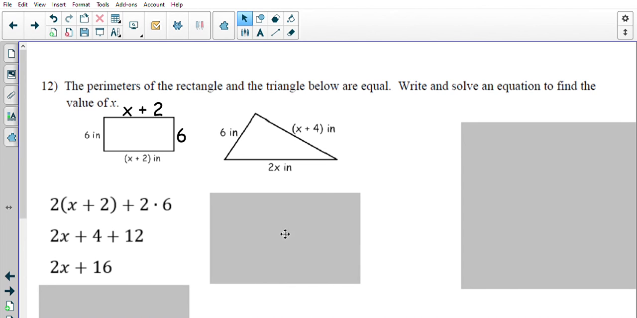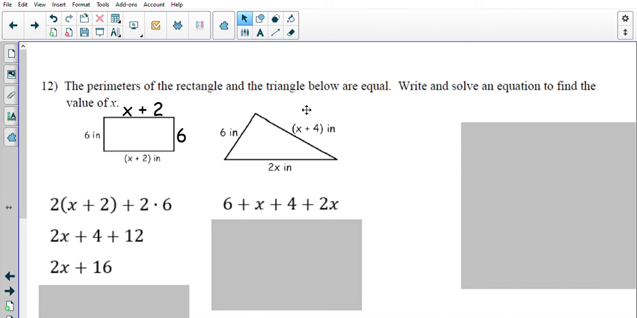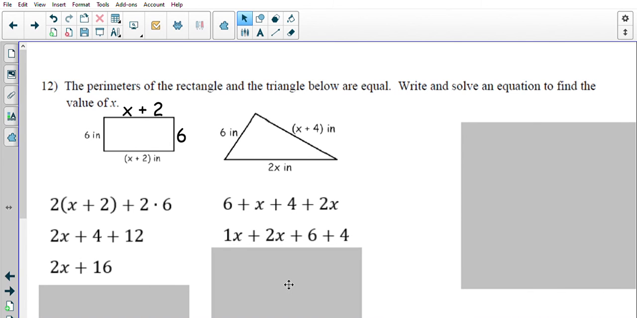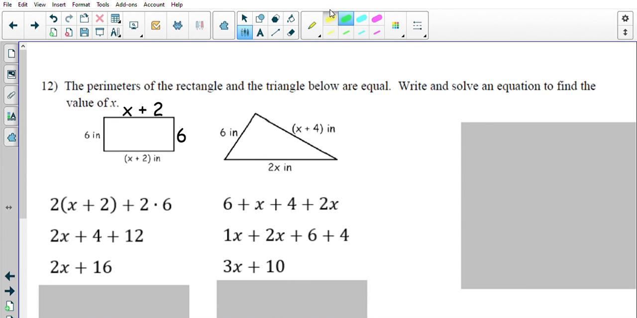Now our triangle, let's add up all the sides. 6 plus x plus 4, I can drop those parentheses since I'm just adding, plus 2x. I put my x's side by side. I wrote the x as a 1x, so I have 1x plus 2x. My two constants, 6 and 4. That gets me 3x plus 10. I know that the perimeters of these two figures are equal. So I set 2x plus 16 equal to 3x plus 10.